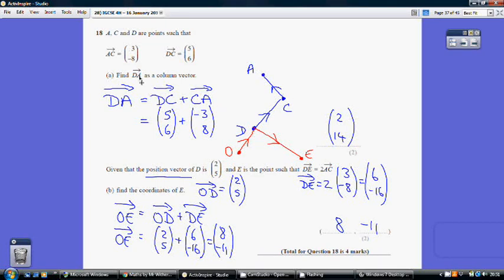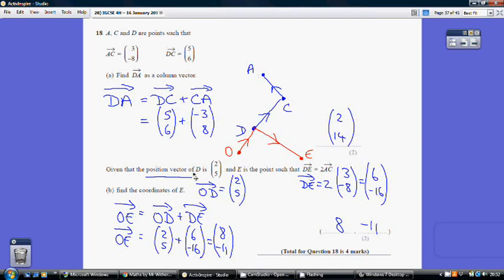Now we've got to find D to A as a column vector. So we've got to get from D to A. So to do that, we're going to go from D to C and then C to A. Now D to C we know, that's 5, 6. Now C to A is the opposite of A to C. So it's the same as this vector here, but with the signs reversed. So minus 3 and plus 8. We then add these two vectors together, giving us 2, 14.